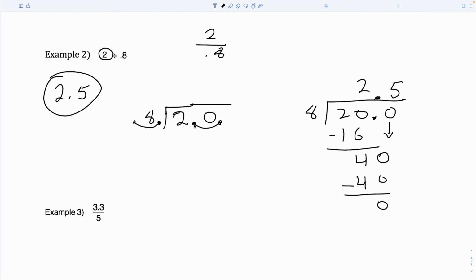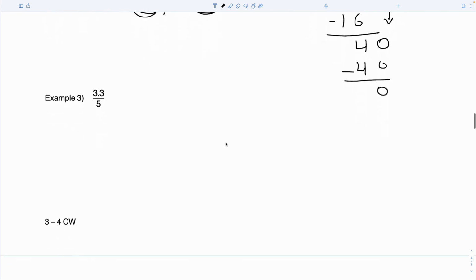A few things to be careful of. Your decimal has to go after the 2, even if there's no decimal there. Anytime you move a decimal on the outside, you gotta create one and move on the inside. Last example, 3.3 divided by 5.